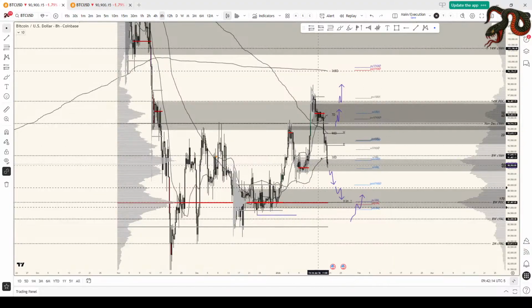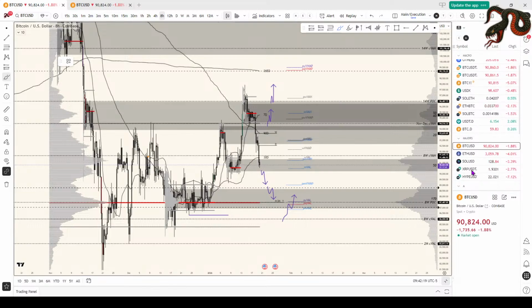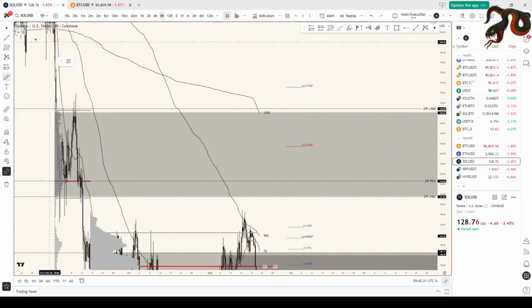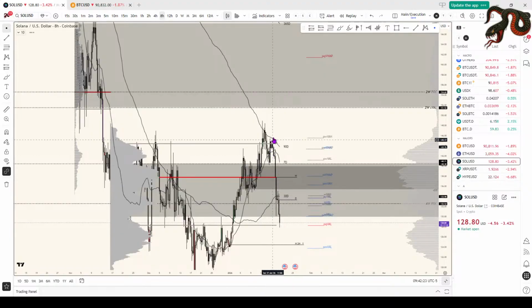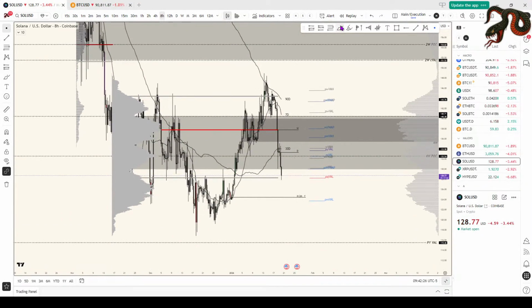Better setups as well. Bitcoin just accepted into the 8-week. Could have played that short for sure. Solana broke down a long time ago. If you were short above here, then this would have been a great short. But besides that, I wouldn't be looking to short around here.